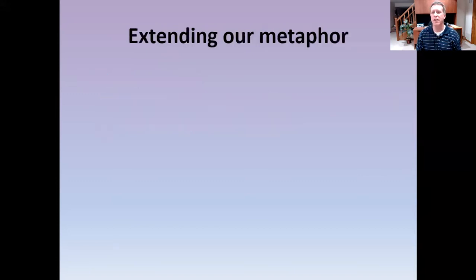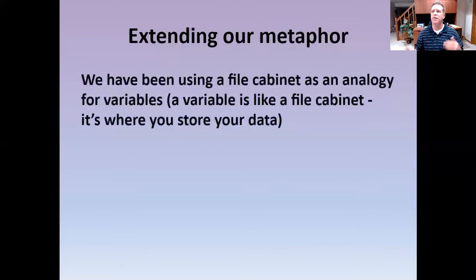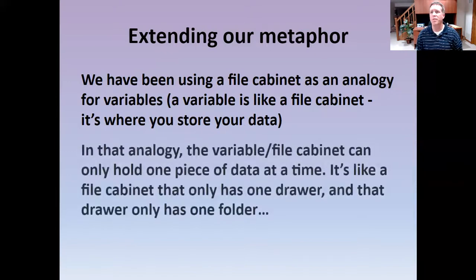So we said variables are like file cabinets. Let's extend that analogy a little bit further and talk about how variables and lists are similar and different. So if a variable is like a file cabinet, it's a very, very boring file cabinet because it can only hold one piece of data. So it's like a file cabinet that only has one drawer, and inside of that drawer, there's only one folder. There's only one place to put information, and it's a really small folder. I can only put one piece of paper at a time in it, and that's it. That's all I can put in my variable.